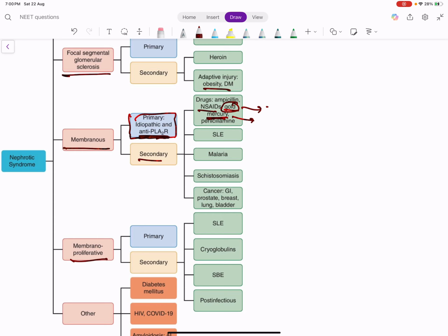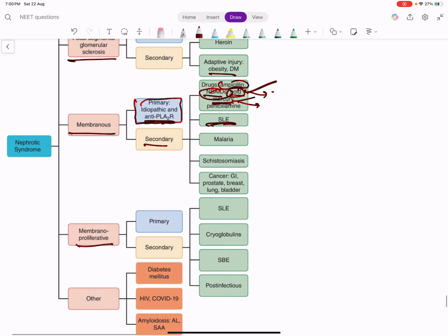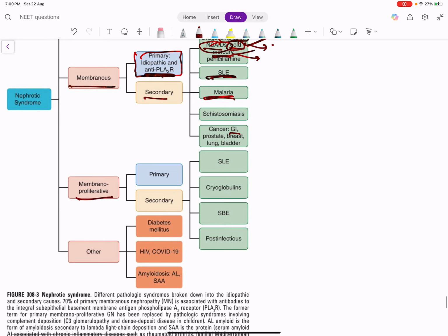So that's why kidney becomes important. In poisoning due to fake traditional medicines, there can be problems. So gold, mercury, and in our medicines, ampicillin, NSAIDs can cause it. SLE can cause membranous nephropathy. Malaria can cause. Cancer can cause. MPGN also, we have primary causes and secondary causes.